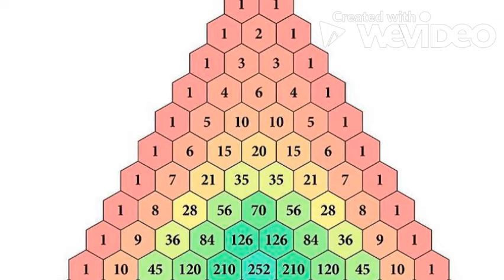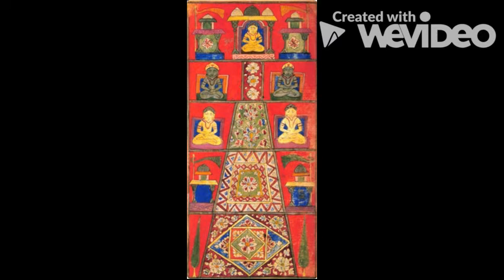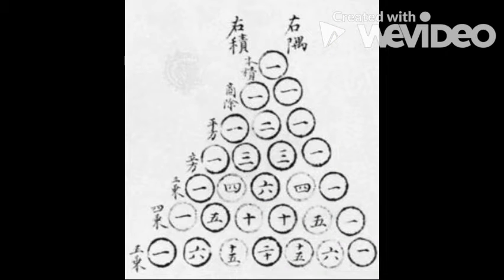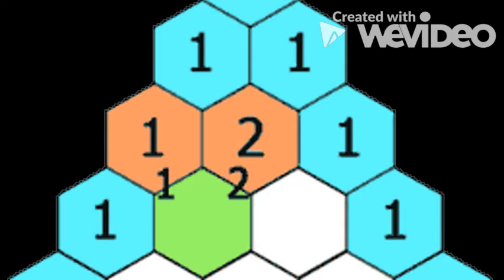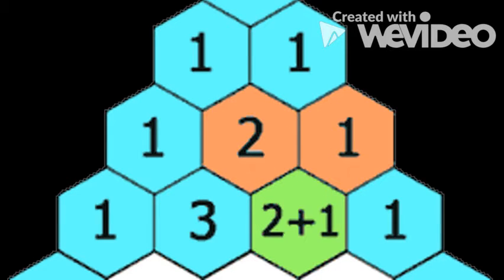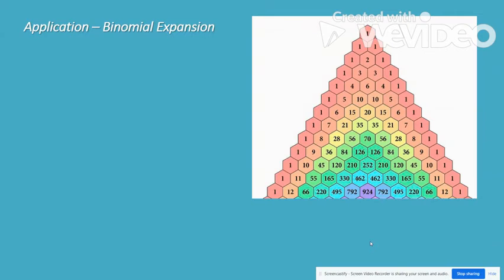Now, although the French mathematician Blaise Pascal is named after this cornerstone of probability and algebra, he certainly did not discover it. The ancient Indians, Persians, and Chinese all worked with the triangle long before, dating back as far as the 2nd century BC.